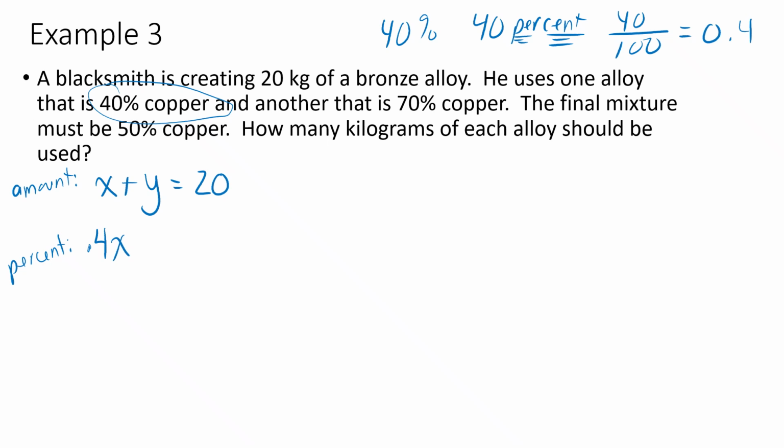Then we're going to do the same thing with this one, only this is 70%. And then the overall percentage needs to be 50%, and it would be 50% of the total, which was 20. So essentially we have one equation that gives us the amount and the other equation that is setting up the percent. I have a certain amount of the 40% and a certain amount of the 70%, and when we merge those together, we need to come up with a 50% alloy.